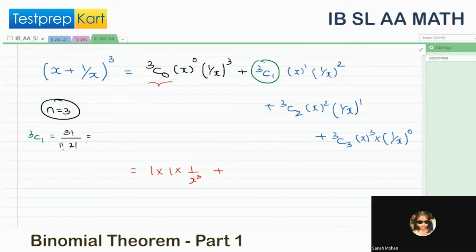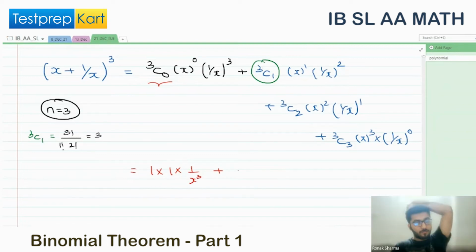3. Yes. See, don't guess it, okay? If you're giving me the full mathematical working, like however you have calculated, okay? 3 into x into 1 by x square, right?